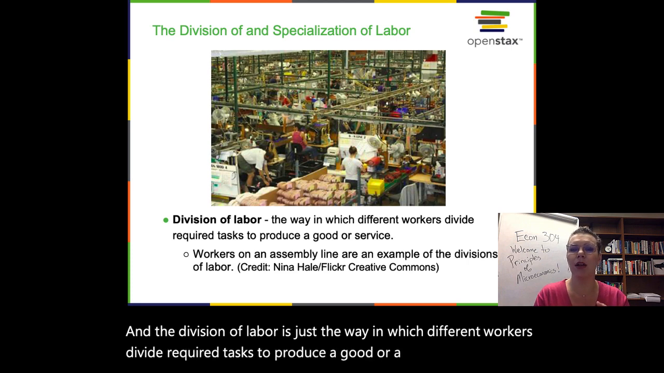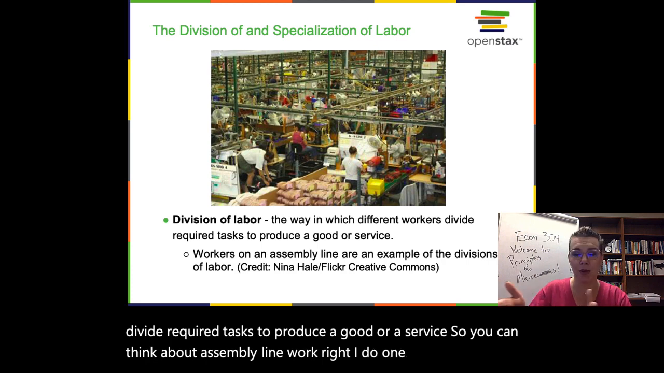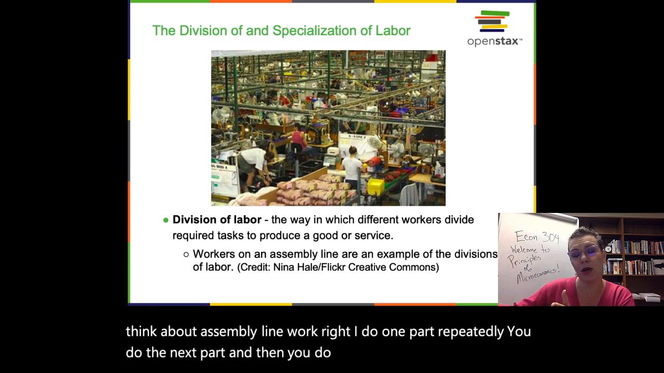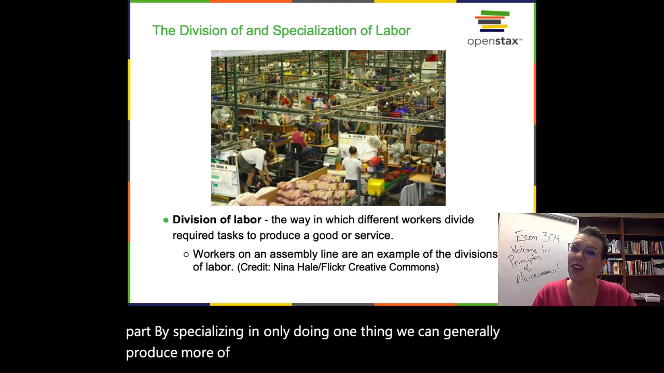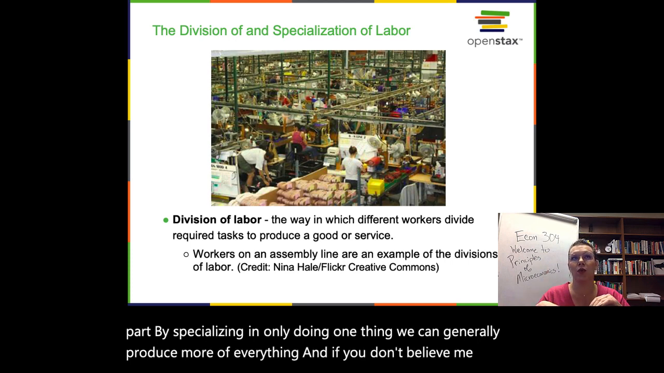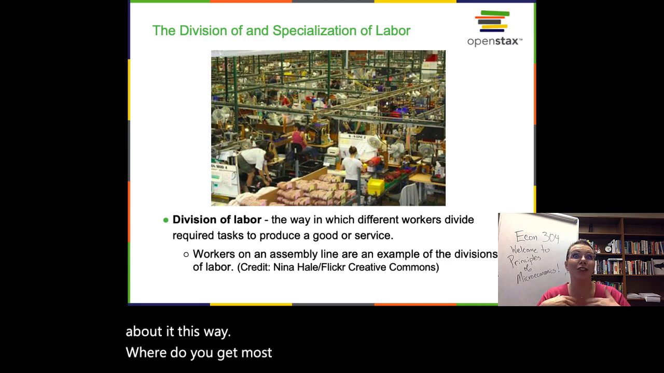So you can think about assembly line work, right? I do one part repeatedly, you do the next part, and then you do the next part, and then the next part. By specializing in only doing one thing, we can generally produce more of everything. And if you don't believe me, think about it this way. Where do you get most of your consumer goods? Think about getting a coat, right?